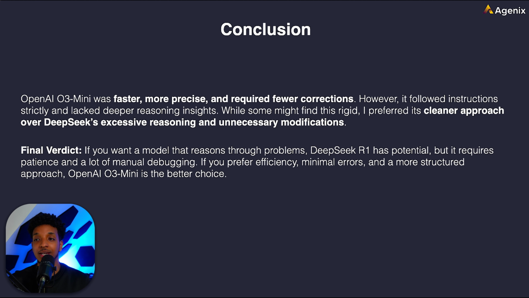And so if you want a model that actually reasons through problems, I feel like DeepSeek is good. It has potential, but it does require patience and a lot of manual debugging. But if you prefer efficiency, minimal errors, and a more structured approach, I think the o3 model is definitely a clear winner. That being said, this is just my personal take, and this is just from the initial testing and using these models in the past day or so.